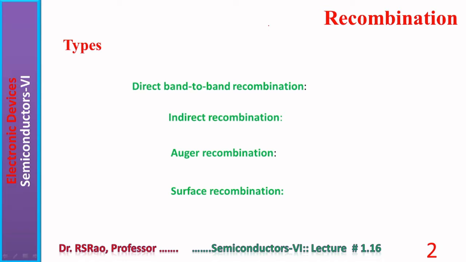We start the session by considering the types of recombination. There are four varieties of recombination. They are direct band-to-band recombination, indirect recombination, Auger recombination, and surface recombination, and in the coming slides in this session, we discuss at length about these four types of recombinations.